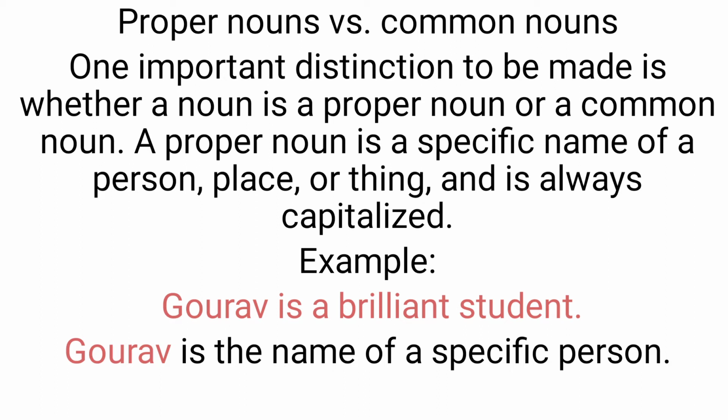So, what are the 2 important things as far as proper nouns are concerned? Number one, a proper noun is the specific name of a person or place. And secondly, proper nouns are always capitalized, written with a capital letter at the beginning. Let's take some examples. Gaurav is a brilliant student. Gaurav is the name of a specific person and it has been capitalized as well.